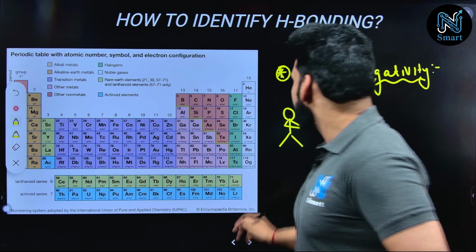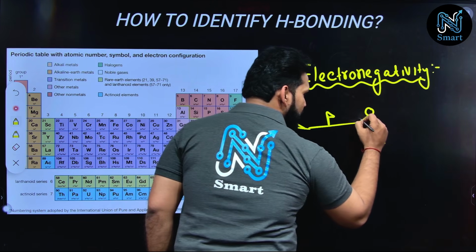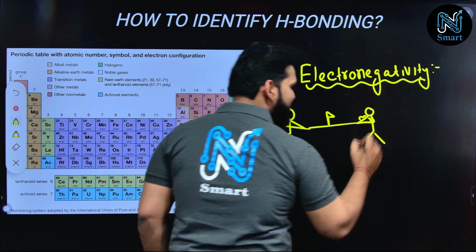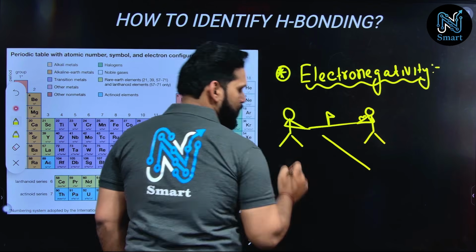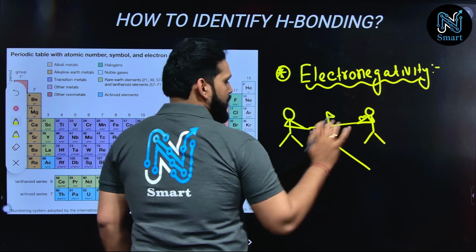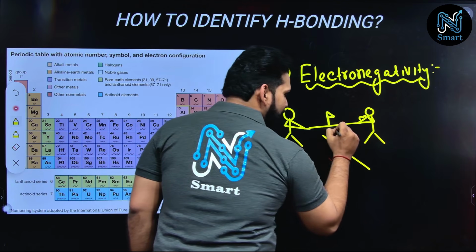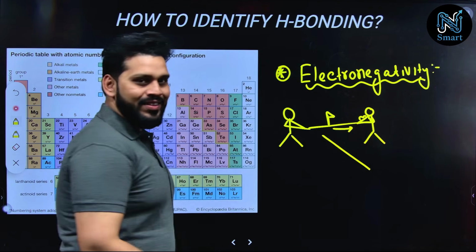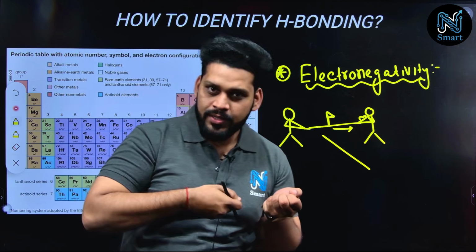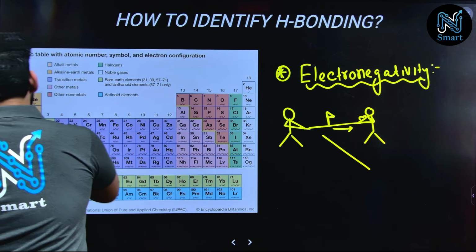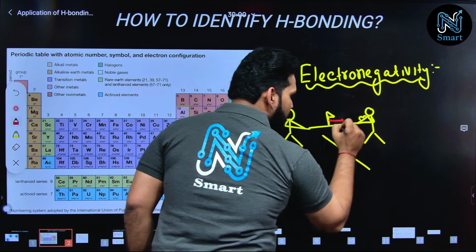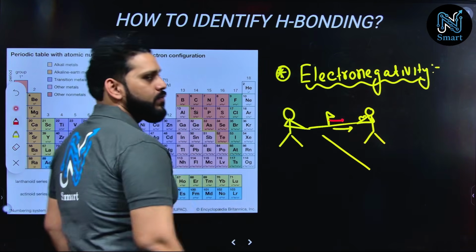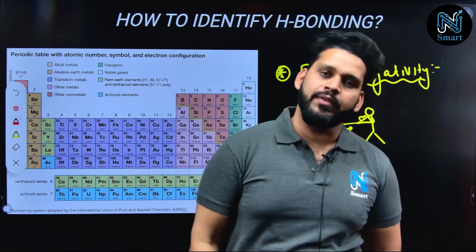Now let's say you are more powerful than me. Let's say you have muscles over here. Then what will happen? Let's say this is the rope, the tie line, what I meant is. You will drag this rope more towards you, isn't it? So this particular flag will move a little bit towards you. This is what electronegativity is all about.